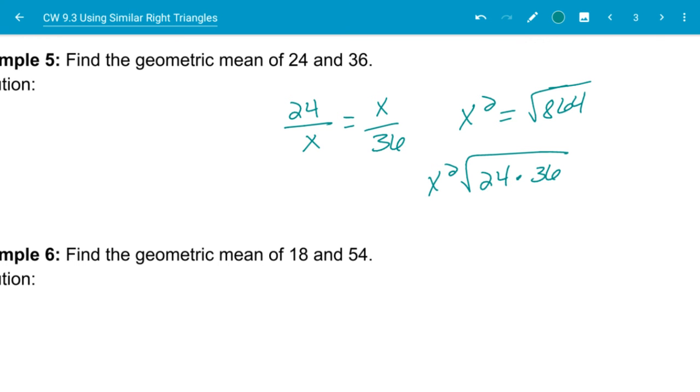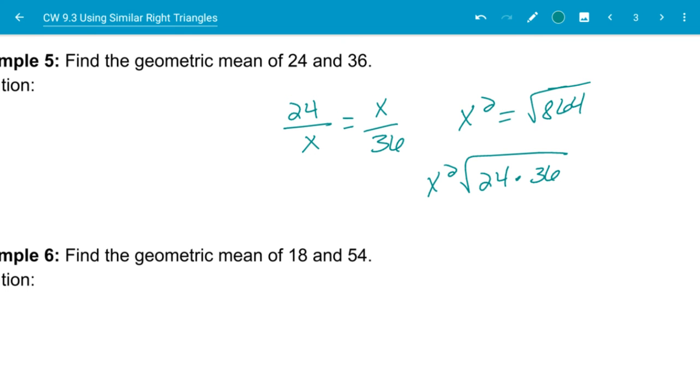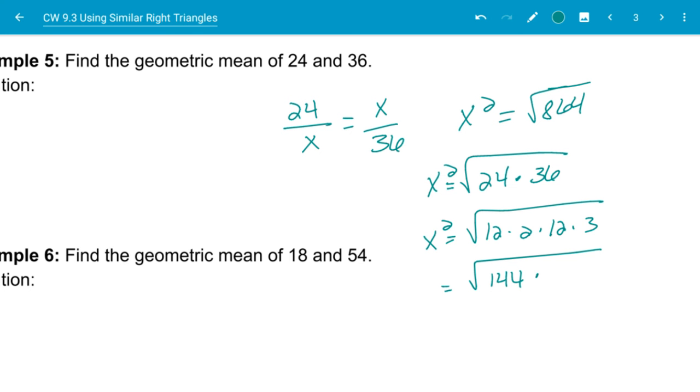There are several ways to do this, but one way is to look at that and say, well, 12 goes into 24 and 12 goes into 36. So that's going to be 12 times 2 and 12 times 3. So 12 and 12 is 144 times 6. There's no perfect square in 6. So then my answer is going to be 12 square root of 6. So that is one way that you can simplify and look for your perfect squares beforehand.